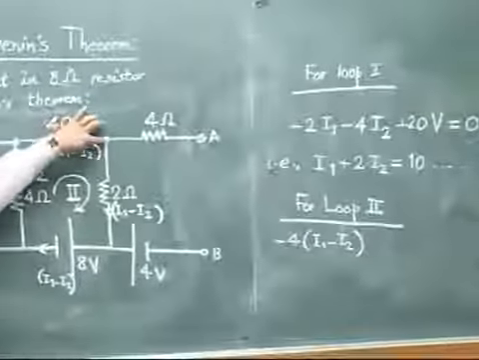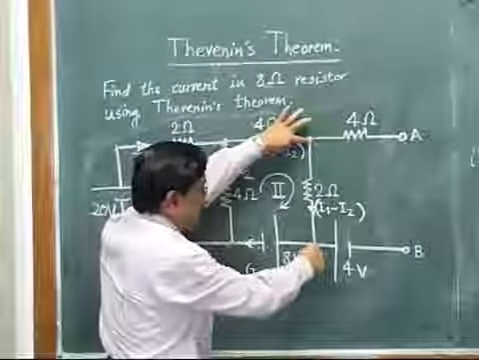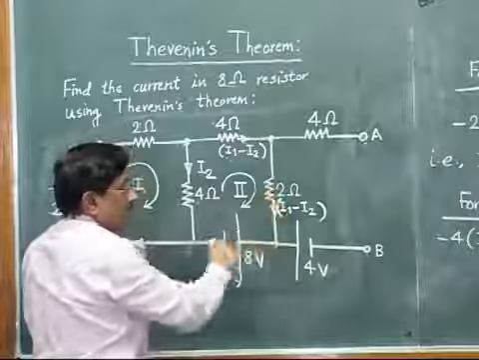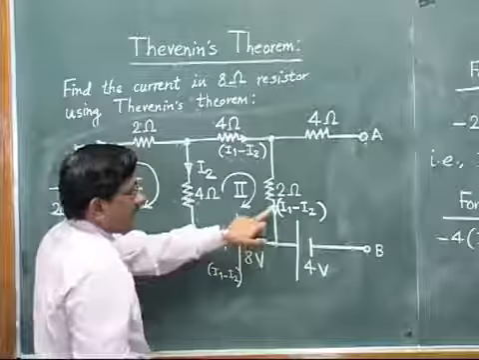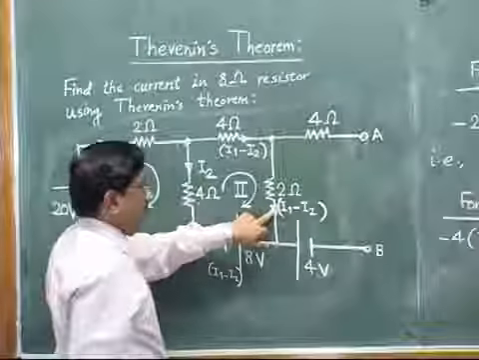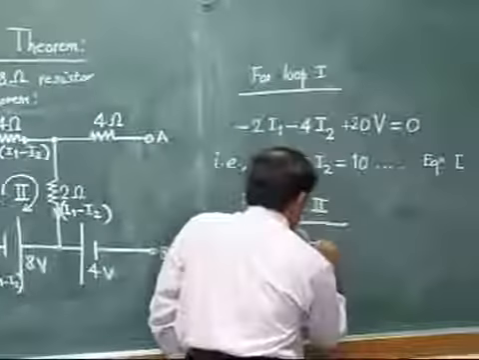Now you have reached here. Now our traverse is like this. When we are coming down, our travel is clockwise, that means we are coming down. The current I1 minus I2 is also coming down. So again it will be a voltage drop. So minus 2 times I1 minus I2.